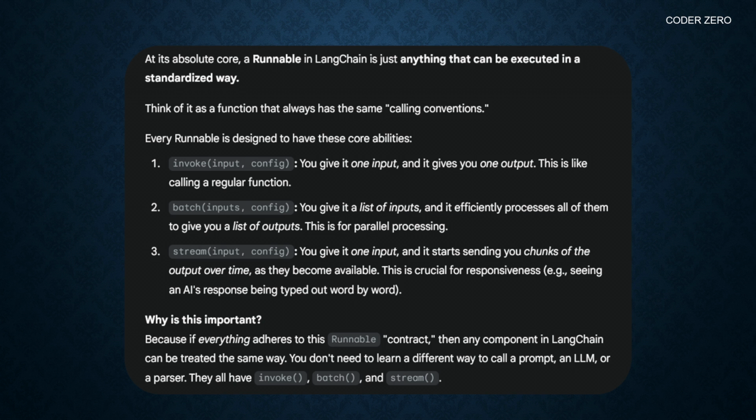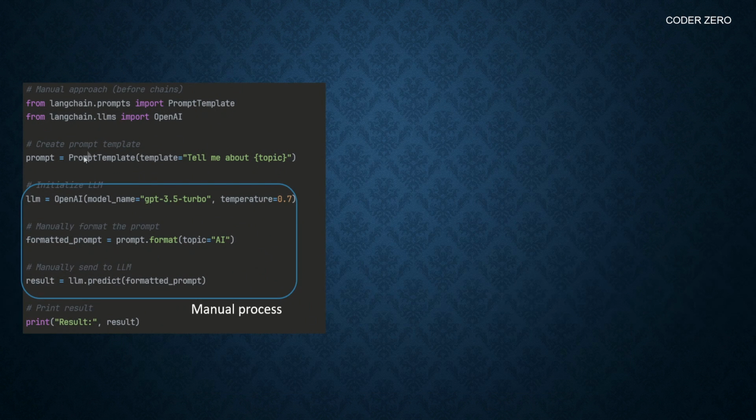Let's take an example to understand runnables. This is the code, where we are saying, tell me about a topic. We'll give one topic to this prompt and it will format the prompt. That means it is creating the prompt using the topic, which is AI here, and then after formatting the prompt we use it to do the predict function. So see here, for the prompt component we have dot format, and for the LLM we have dot predict.